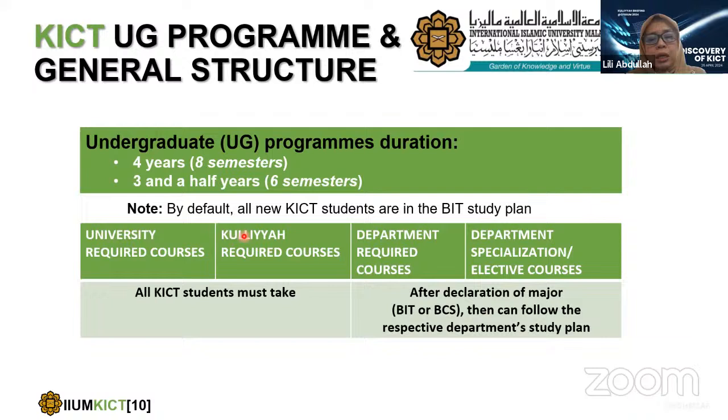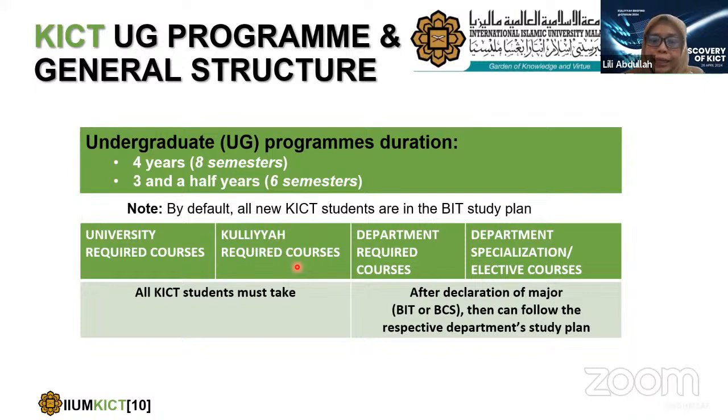So we have 4 different clusters of courses which you will need in your study plan. Either BIT, BCS, you need to follow these 4 clusters, depending on the discipline. But university required courses all must take, regardless which kuliah you're in, right? You must finish a certain percentage for university required courses. And then in KICT, we have kuliah required courses. That means both BIT and BCS will take these courses, and we call this kuliah required courses.